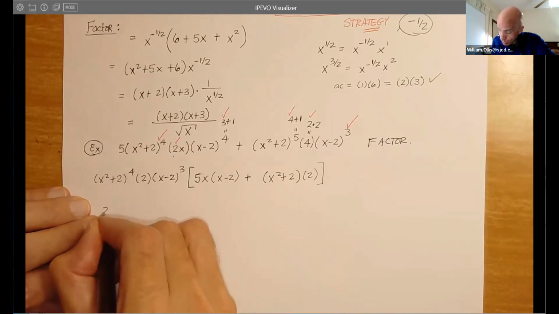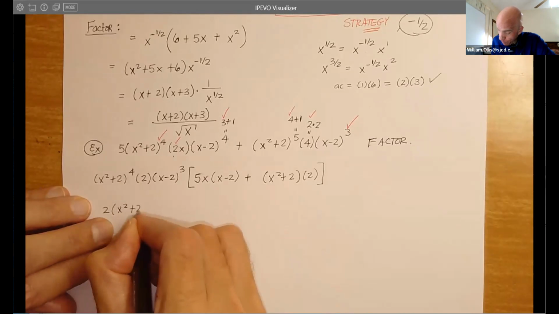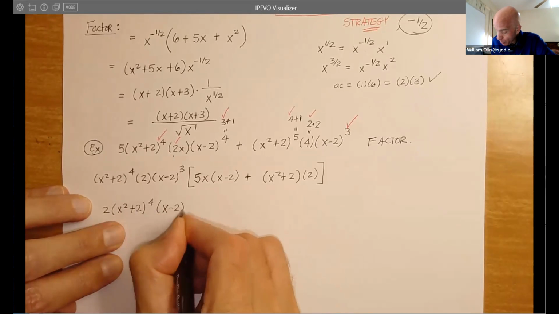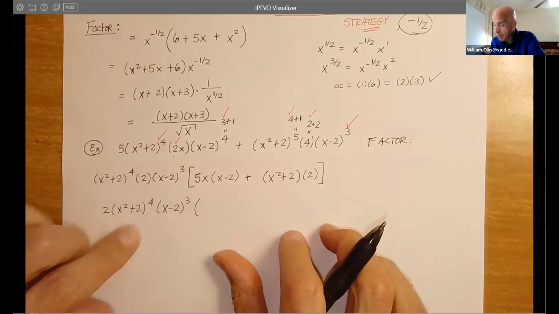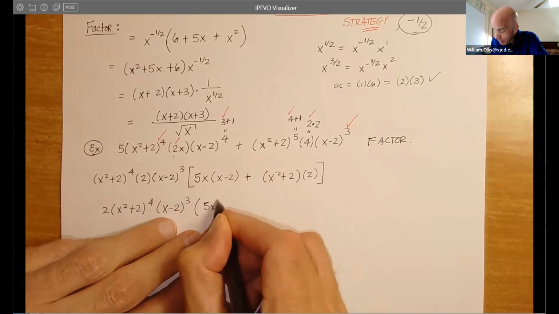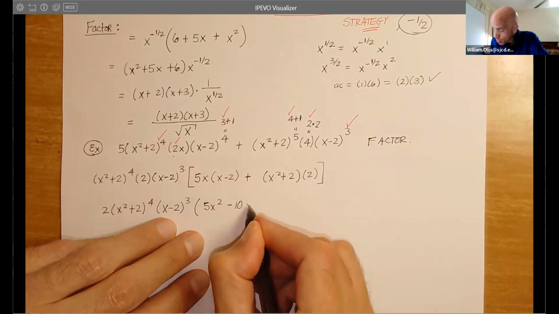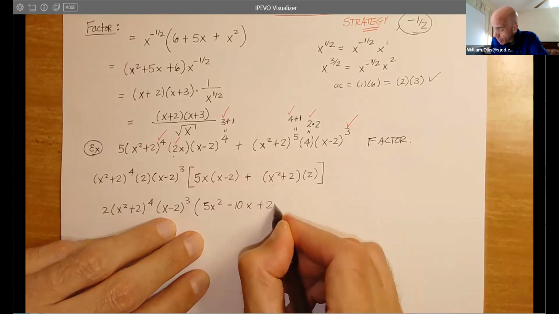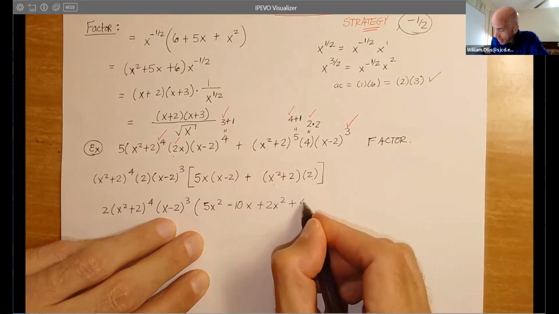So we have 2 times x squared plus 2 to the 4th times x minus 2 to the 3rd. And now here, let's see what we have left. 5x times x, that'll be 5x squared. 5x times the negative 2, negative 10x, good old distributive law. 2 times x squared, 2x squared. And then 2 times 2 gives us a 4.